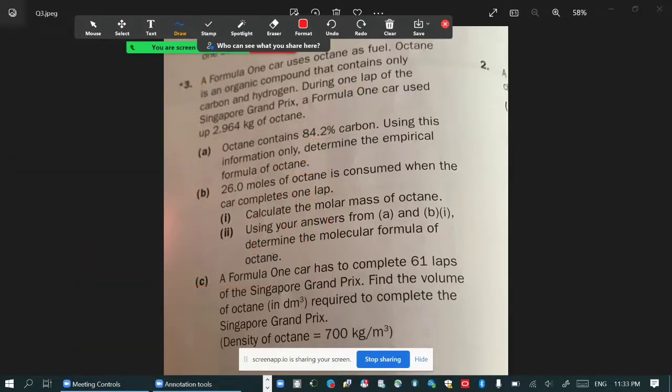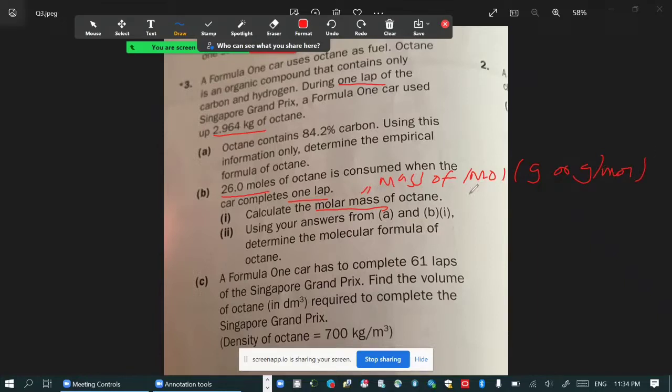Next, 26 mole of octane is consumed when the car completes 1 lap. And before that, in the question, it says 1 lap, 2.964 kilogram of octane. Calculate the molar mass. What is the meaning of molar mass? Molar mass is the mass of 1 mole, and the unit is gram per mole. That is the molar mass.